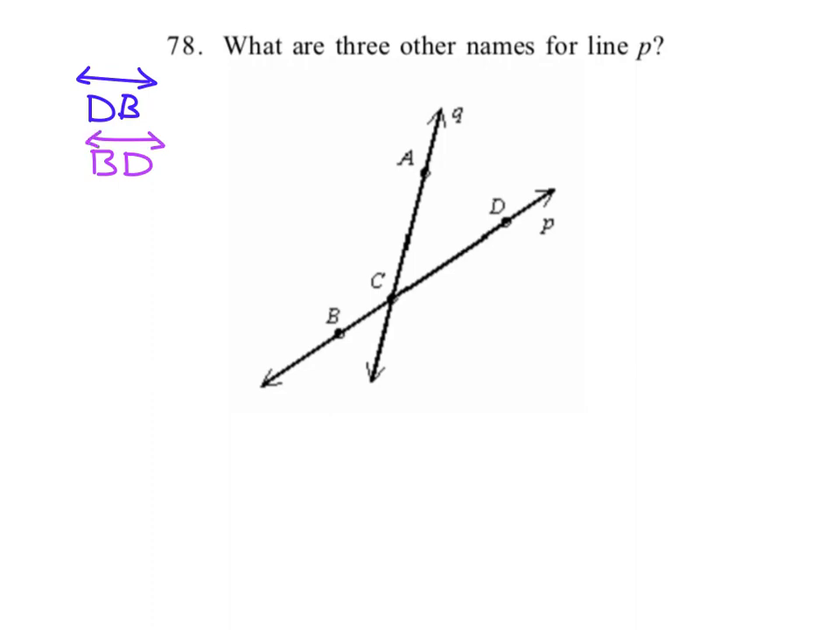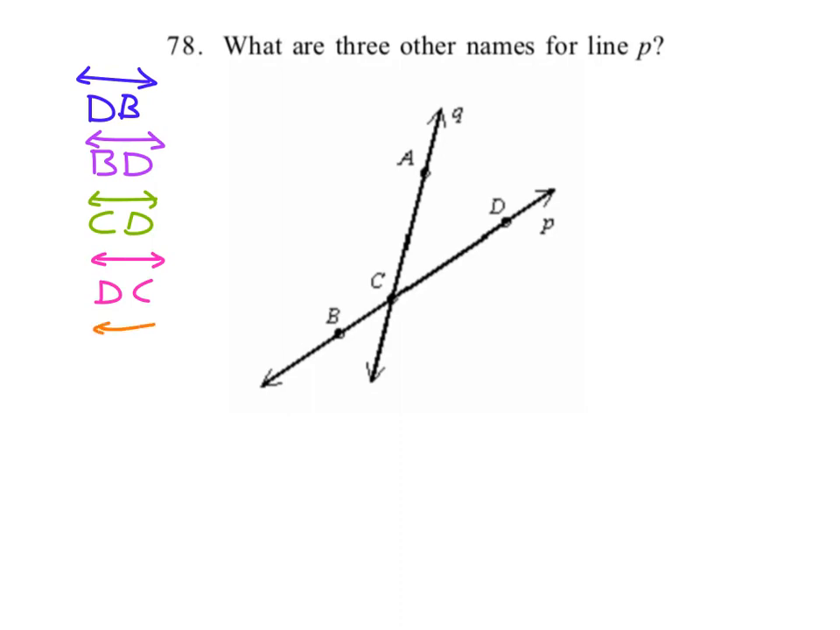We could also say instead of D and B, we could take C and D. So we could say CD, line CD. Okay. Or we could say line DC, just reversing the orders. It's another name for it. Okay, so we've used DB, we've used DC, let's use BC.